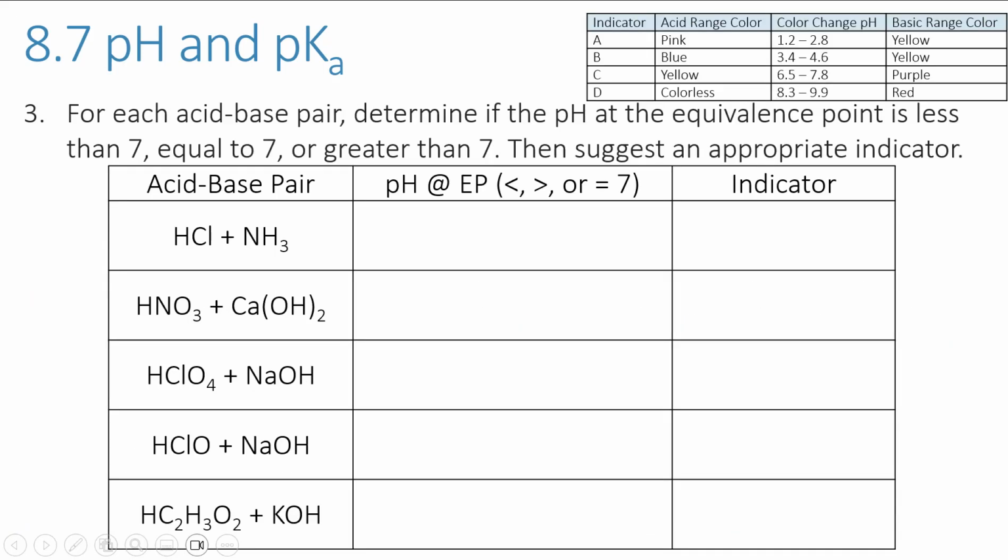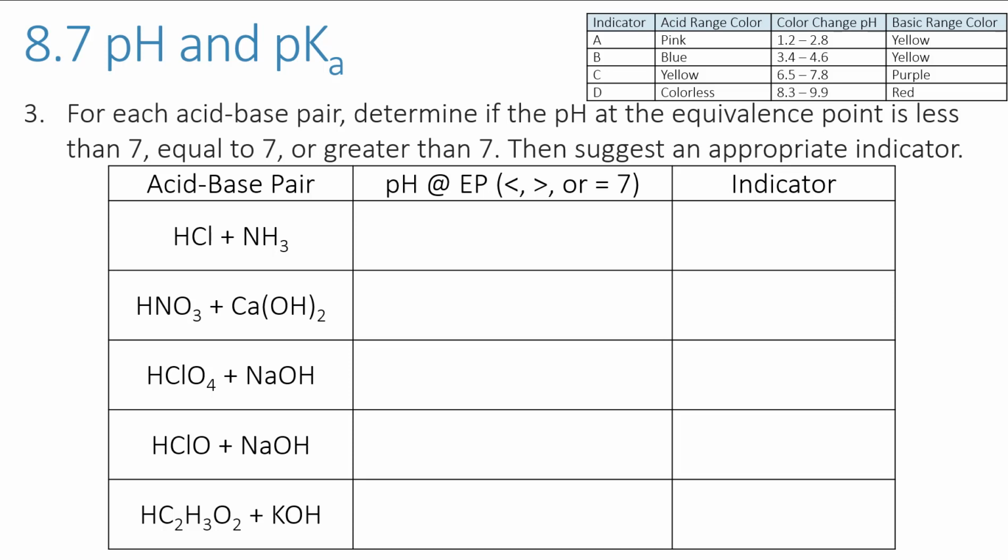For each acid-base pair, we're going to predict if the pH at the equivalence point is less than 7, equal to 7, or greater than 7. And then we're going to suggest one of these indicators. So we have indicators A, B, C, D. We have their color change pH range and their acidic and basic range colors.